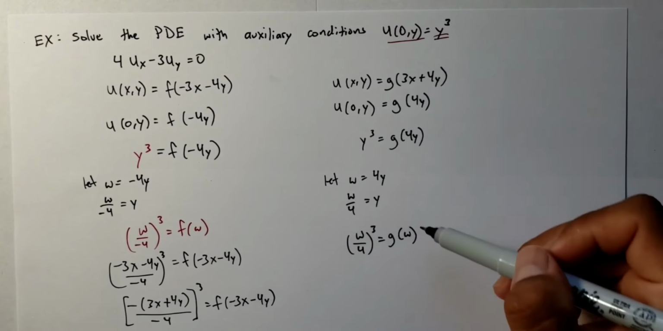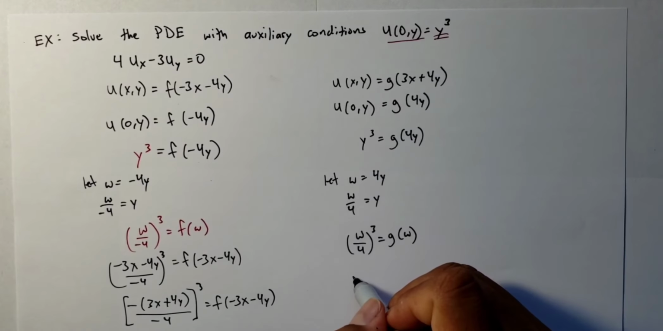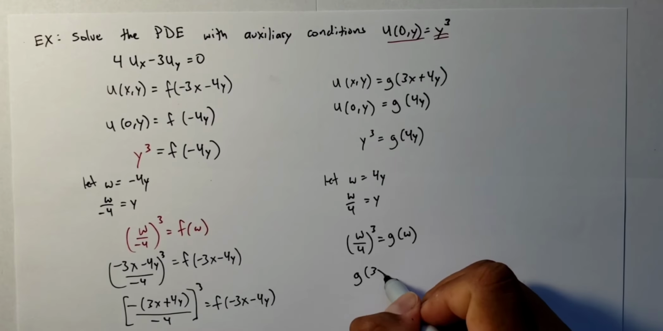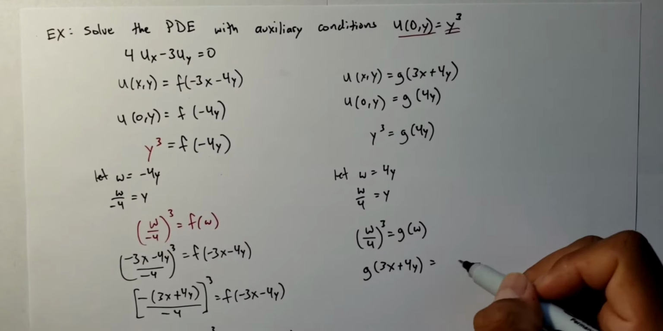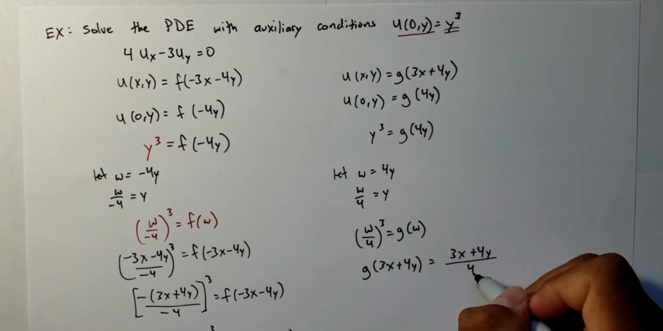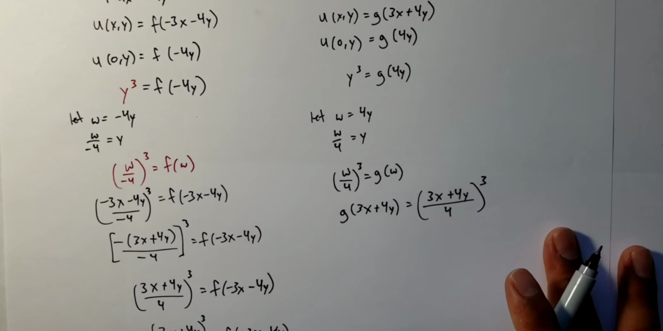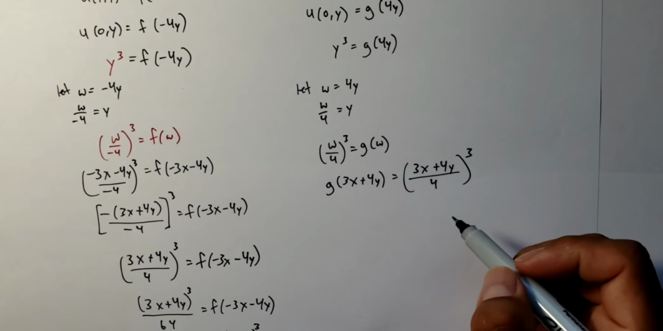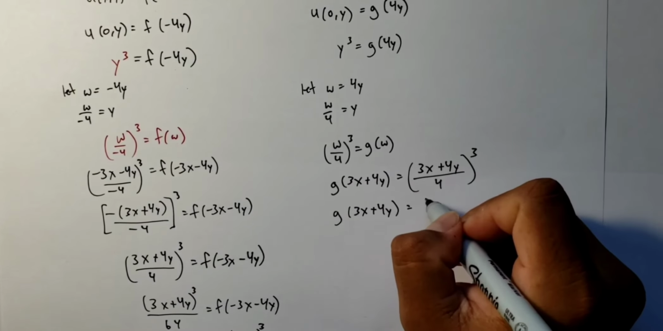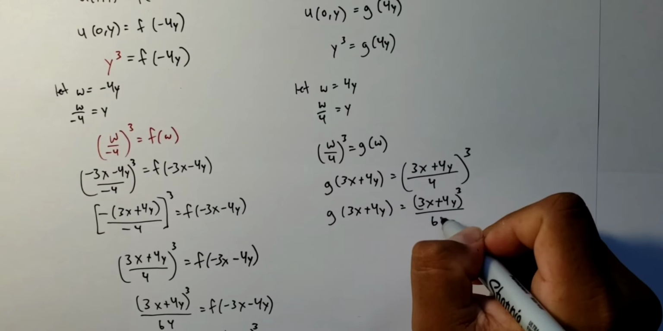Now that it's in terms of a single variable, we can make the substitution. Again, I'm going to switch these around now because then it gets kind of annoying later. So g of 3x plus 4y is equal to (3x plus 4y over 4) to the power of 3. Distribute the 3 to both the numerator and the denominator. We end up with g of 3x plus 4y equals (3x plus 4y) to the power of 3 over 64.